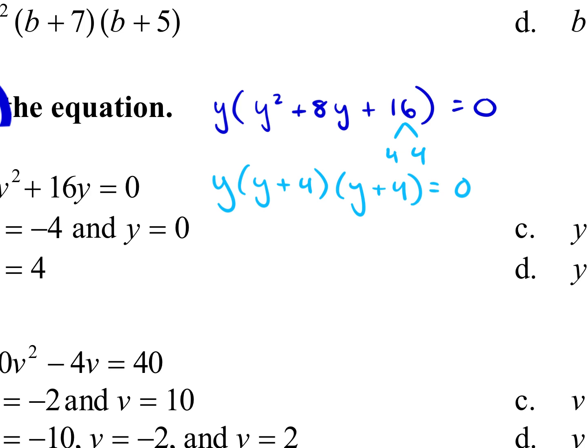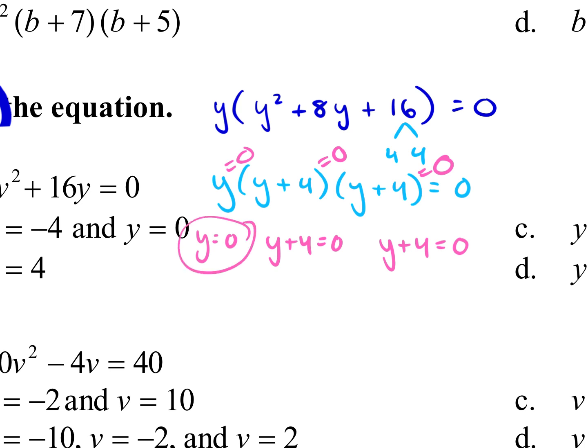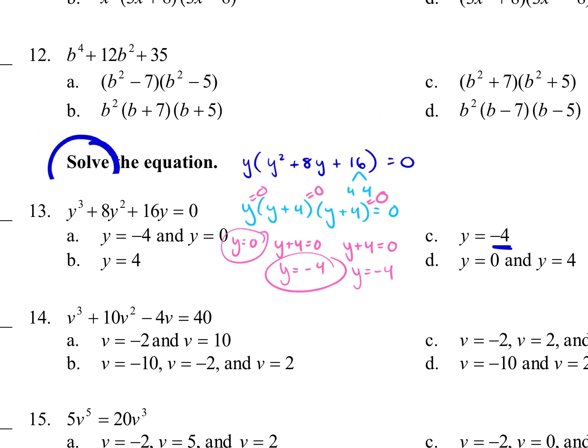Now, what would we do to solve? We set everything equal to 0. So each of our factors gets set equal to 0. So y equals 0, y plus 4 equals 0, y plus 4 equals 0. So y equals 0 is one of our answers. Y equals negative 4 and y equals negative 4. So y equals negative 4 would be our other one. So negative 4 and 0. That would be A.